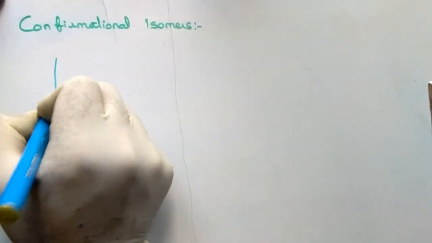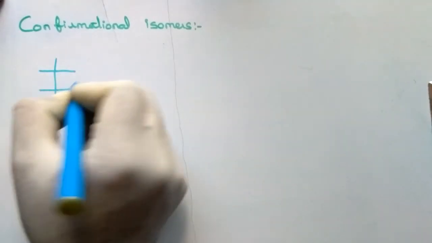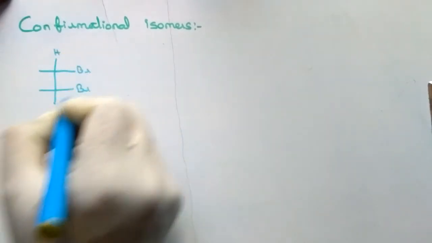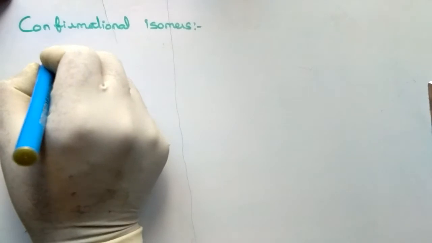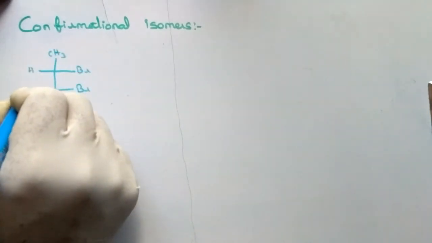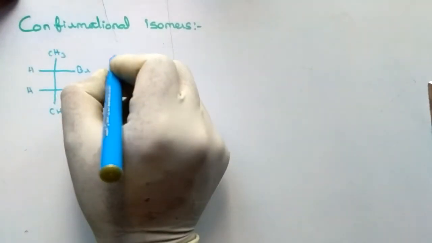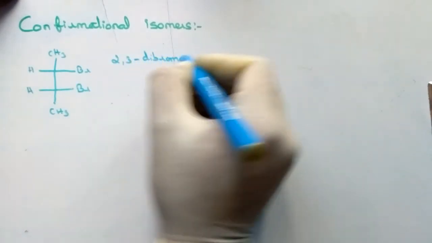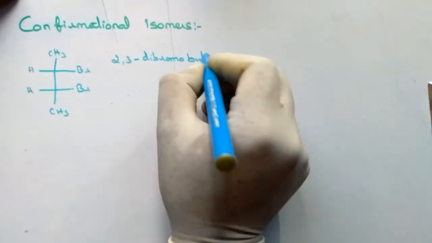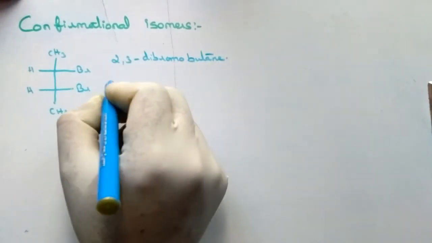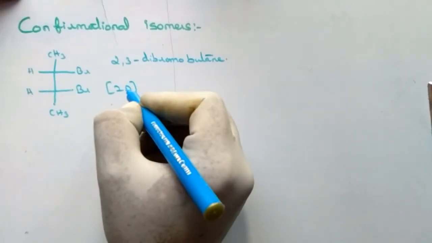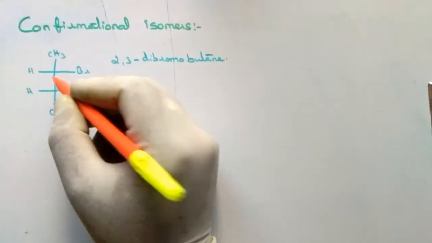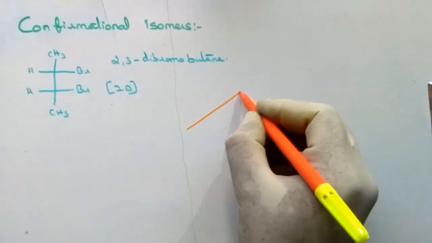Next, we are going to see about the two types of conformational isomers. For example, if I write a compound like this, what is the name of this compound? It is 2,3-dibromobutane, because the compound has 4 carbons. It is called 2,3-dibromobutane, and I have written it in 2D structure.